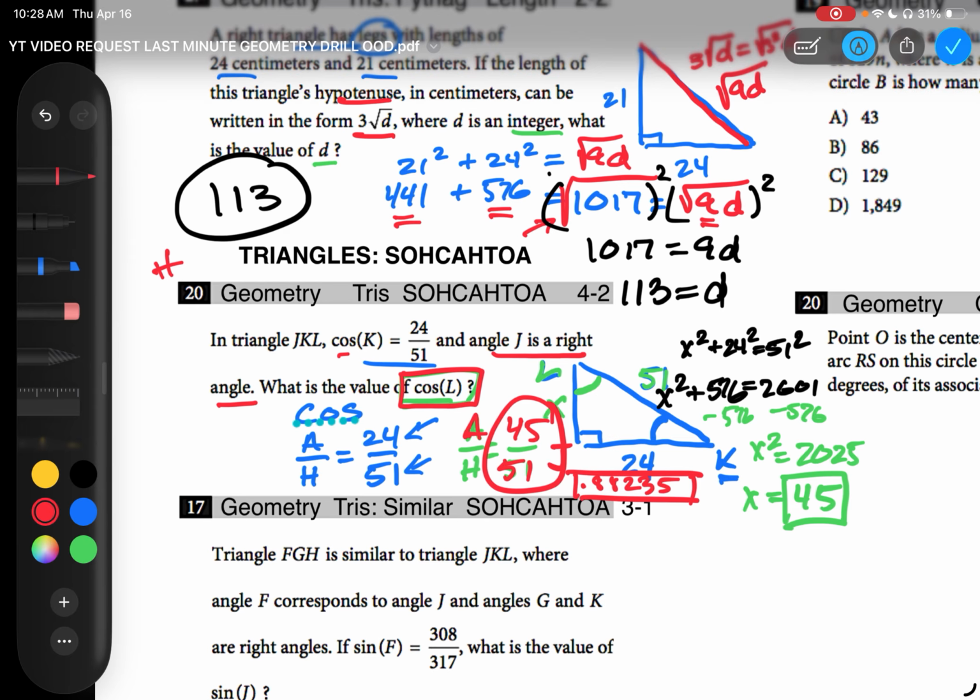Or even if you reduced 45 over 51, what can we reduce it by? We could use 3, right? 3 goes into 45 15 times, and 3 goes into 51. Looks like it's going to be 17 times. So your answer is also 15 over 17. And by the way, you know what they're also showing you here? A special triple triangle. All right, guys, let's go to the next one.